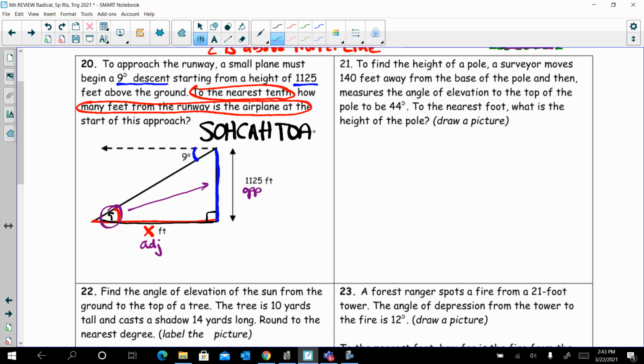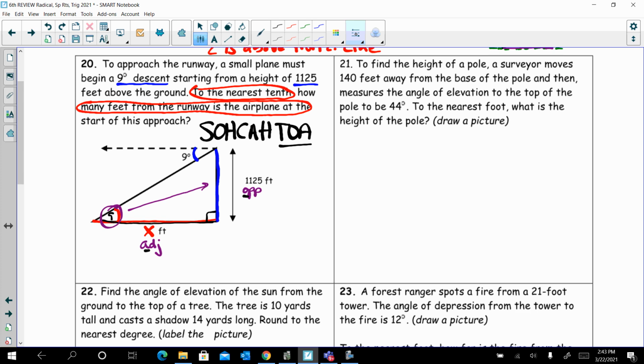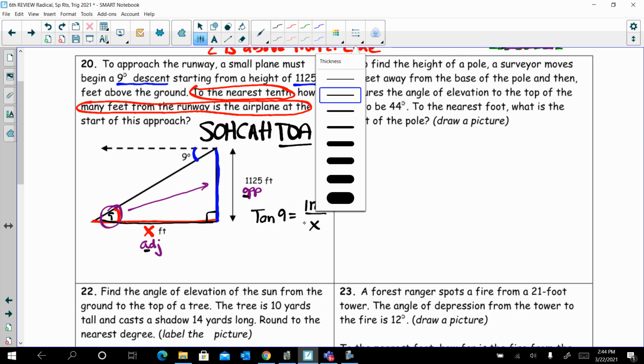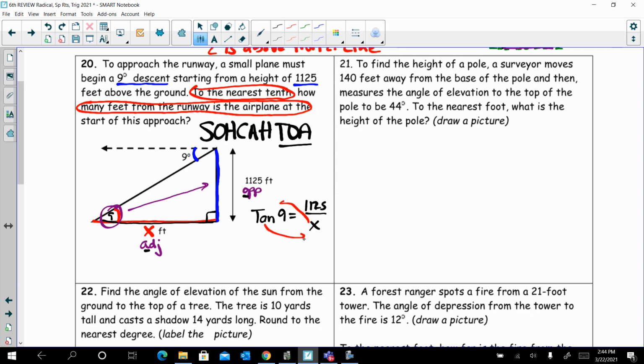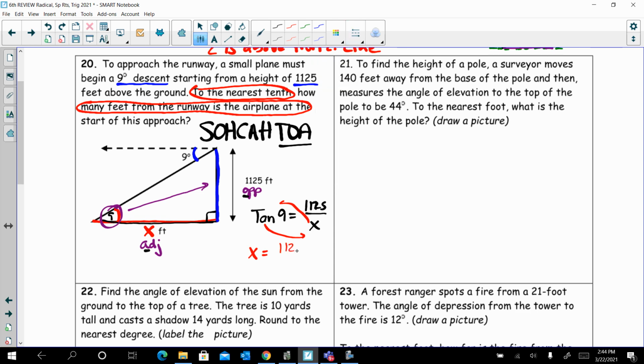TOA. Because I'm looking for an O and an A, that's the tangent. So I would write my trig equation as the tangent of 9 degrees equals the opposite, 1125, over the adjacent, which is the x. Again, our x is on the bottom, so we divide to solve. So I'm going to switch these around: x equals 1,125 over the tangent of 9.